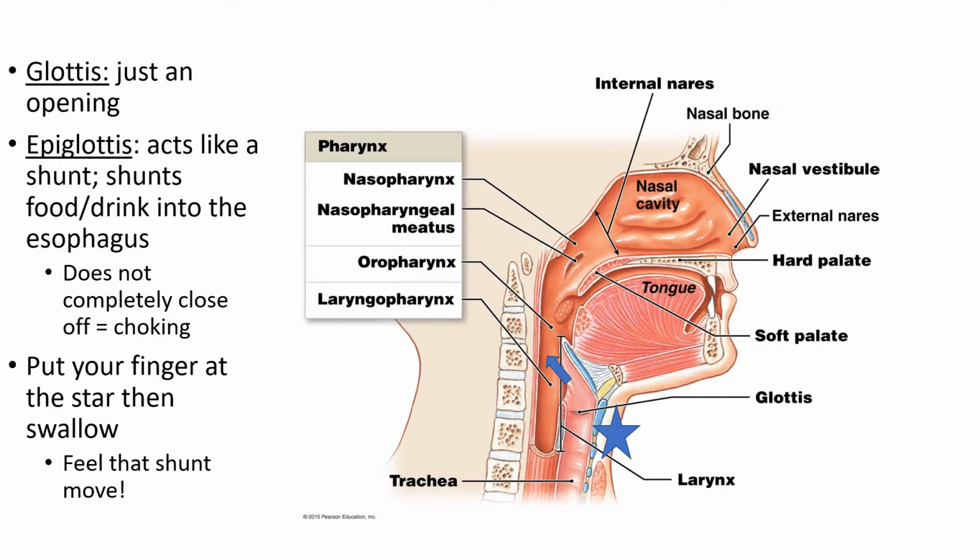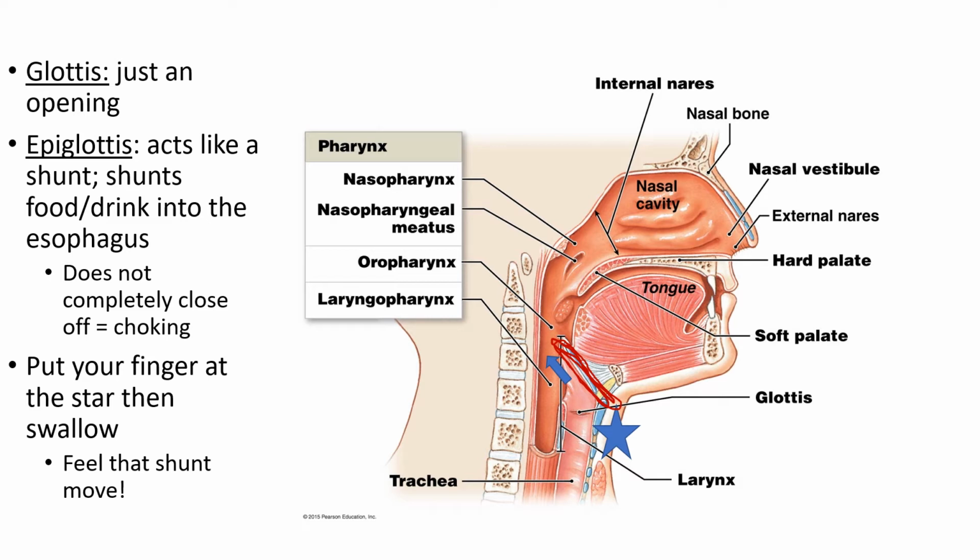Moving on, we're going to talk about the glottis and the epiglottis. The glottis is a lot like the pupil. It's just an opening. The epiglottis is going to be this little shunt that you have, and on this diagram it is this structure right here, which I circled very badly, but it's that blue structure right there.